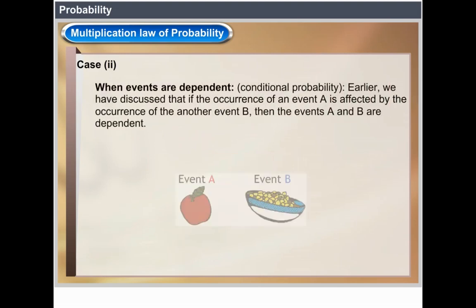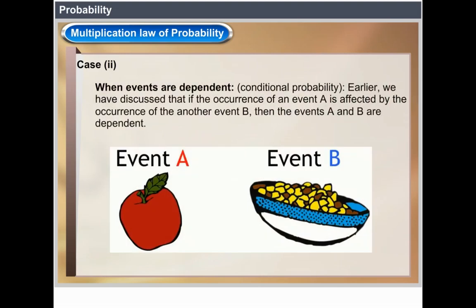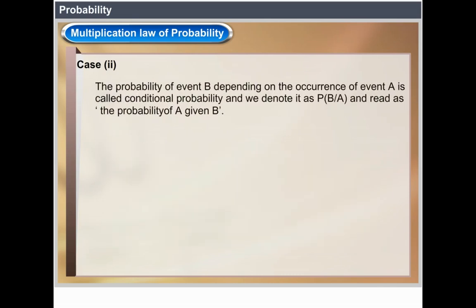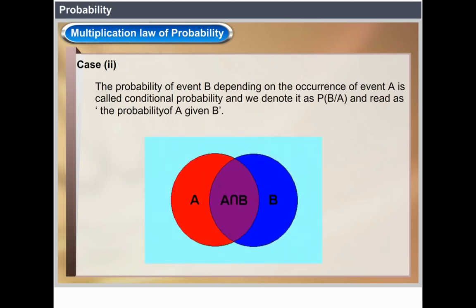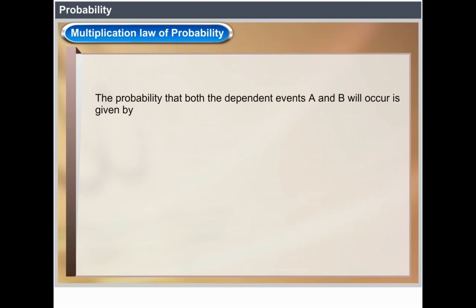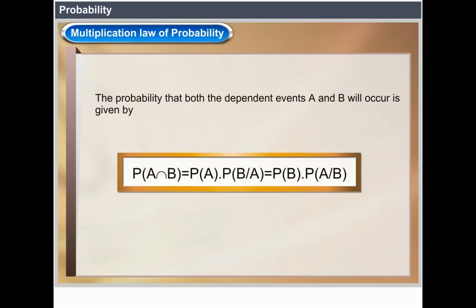Case 2. When events are dependent, conditional probability. Earlier we have discussed that if the occurrence of an event A is affected by the occurrence of another event B, then the events A and B are dependent. The probability of event B depending on the occurrence of event A is called conditional probability, and we denote it as P of B given A. The probability that both the dependent events A and B will occur is given by P of A intersection B equals P of A into P of B given A, equals P of B into P of A given B.